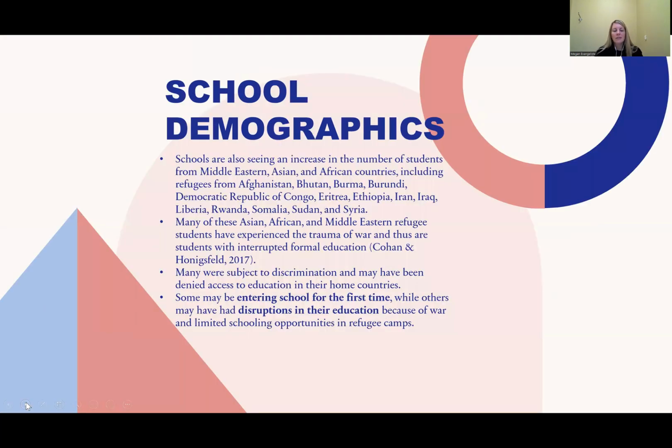So we're seeing a lot of changes in school demographics and trends as the world changes, and we're receiving new groups of students. So we're seeing a lot of students from the Middle East, Asia, and African countries, including Afghanistan, Bhutan, Burma or Myanmar, Burundi, the Democratic Republic of Congo, Eritrea, Ethiopia, Iran, Iraq, Liberia, Rwanda, Somalia, Sudan, and Syria. Many of these students are refugee students, and they've experienced trauma and thus have also had interrupted formal schooling due to war.